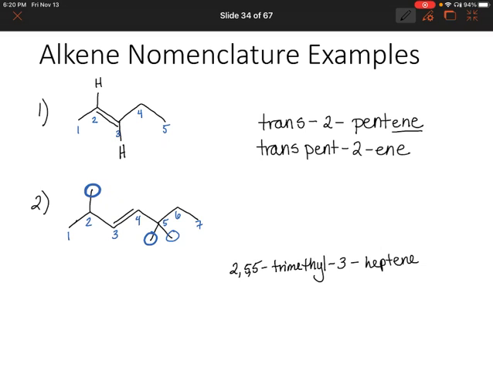Okay, and then the last thing we have to do is figure out if this is a cis or trans double bond. So are the carbon groups on the same side of the double bond or opposite sides of the double bond? Opposite. So this would be trans 2,5,5 trimethyl 3-heptene. And again, remember, we could have also tucked that double bond number right in front of ENE.